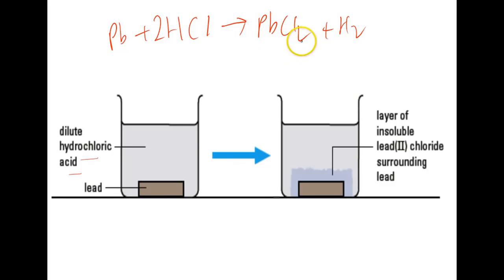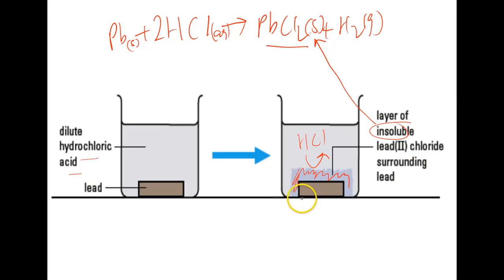Why? Because PbCl2 formed here has the state symbol S. So this state symbol S actually indicates that the layer of lead 2 chloride surrounding the lead metal is insoluble. So if I have an insoluble layer around the lead, there's no way for my HCl to come into contact with more lead for the reaction to take place. So after this layer of insoluble PbCl2 is formed around the lead, the reaction will stop. So take note, do not react lead with HCl.